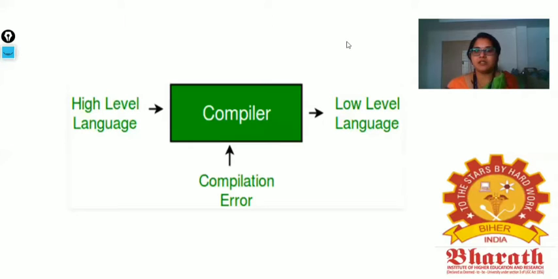See, this is the block diagram or the diagrammatic representation of a compiler. The compiler gets the high-level language program as an input, and it checks for compilation errors, token error, syntax error, semantic error, whatever error occurs inside this, it checks, corrects, and then converts into the low-level language. Low-level language is the language which the computer can understand.